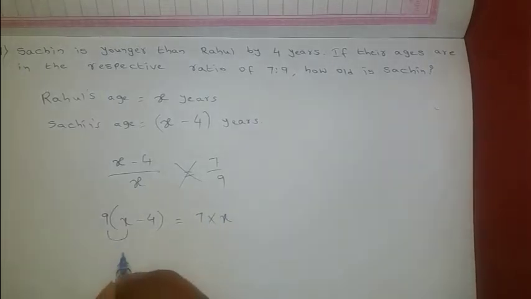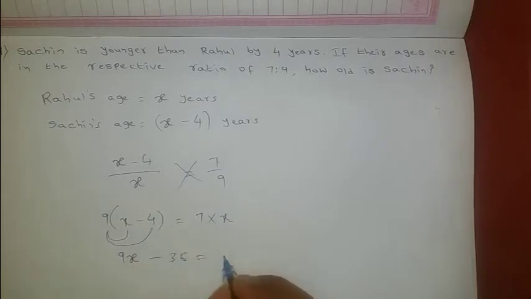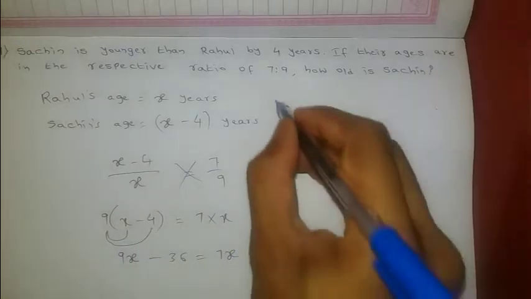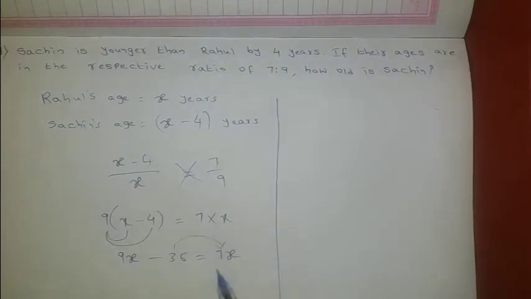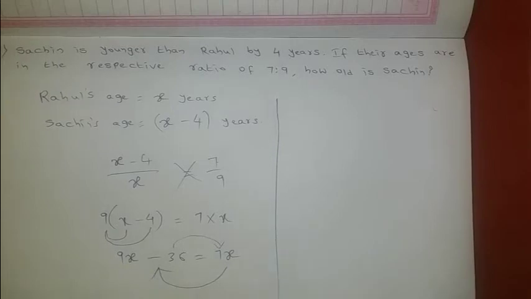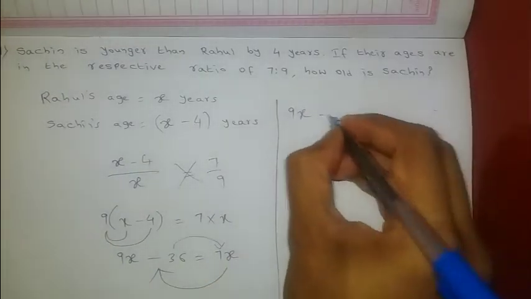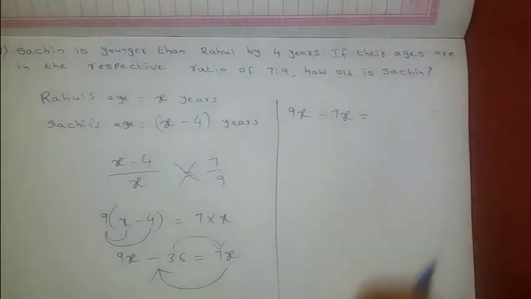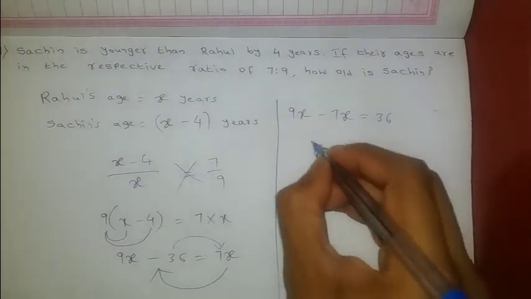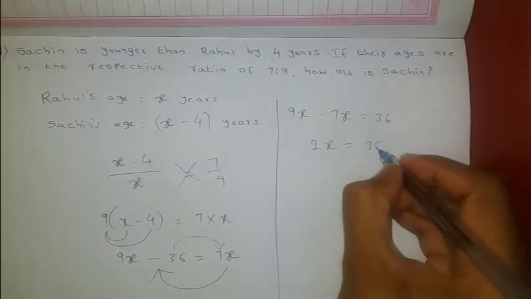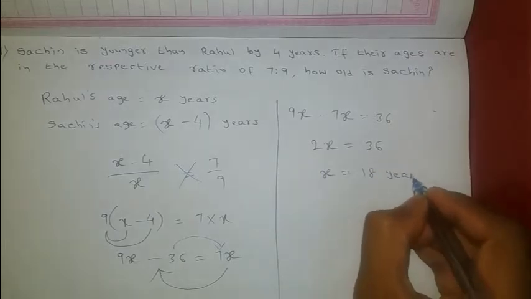9 into x, 9x, minus 9 into 4, 36, is equal to 7 into x, 7x. I will take this minus 36 to the right side and bring my 7x to the left side. 9x as it is, plus 7x will become minus 7x, is equal to minus 36 will become plus 36. 9x minus 7x, 2x, equals 36. So x is equal to 18 years.